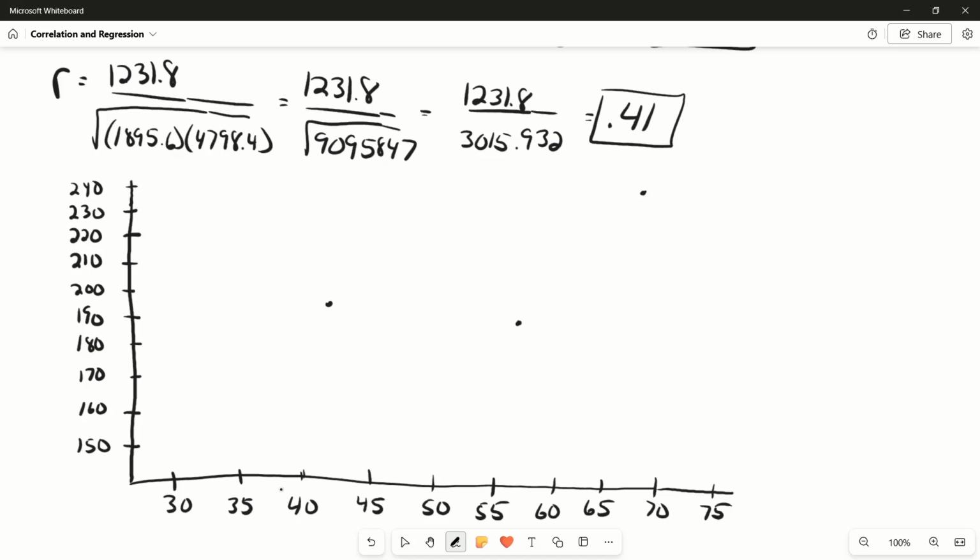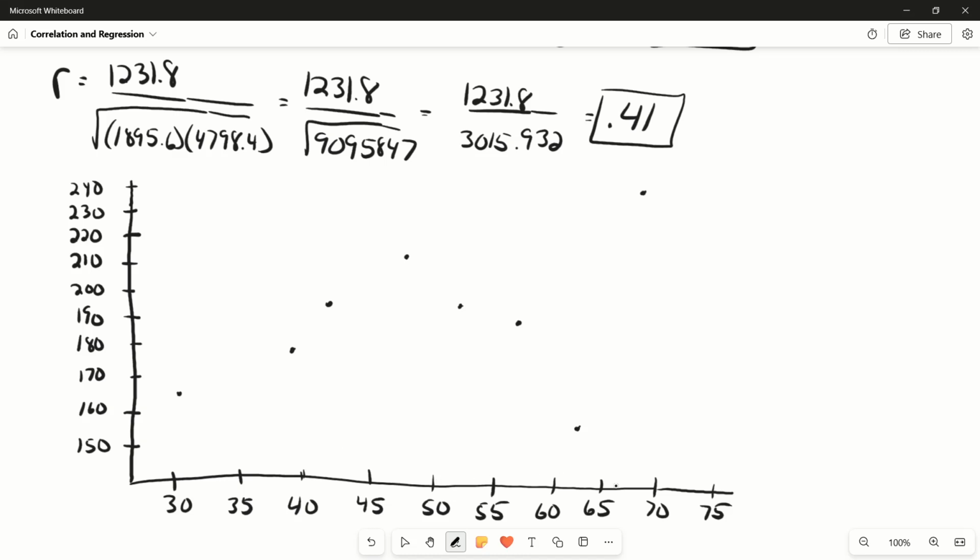39 and 177, something right here. 63, 154, 63, and then 154. 52 and 191. Something like that. 47, 213, 47, 213. Something like that. 31, 165. This is only an approximation because it's really hard to estimate these exact points.